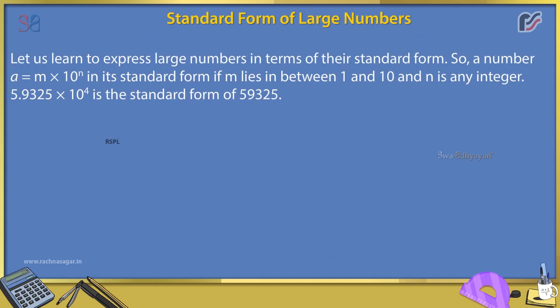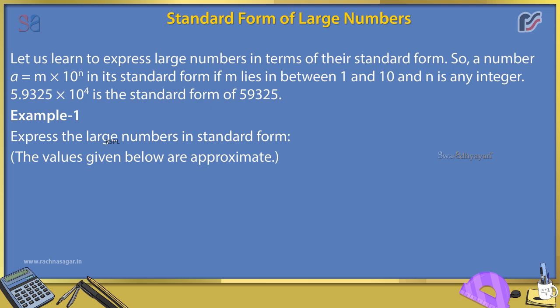Let us learn to express large numbers in terms of their standard form. So, a number a is equal to m into 10 raised to the power n in its standard form if m lies in between 1 and 10 and n is any integer. 5.9325 multiplied by 10 raised to the power 4 is the standard form of 59,325.